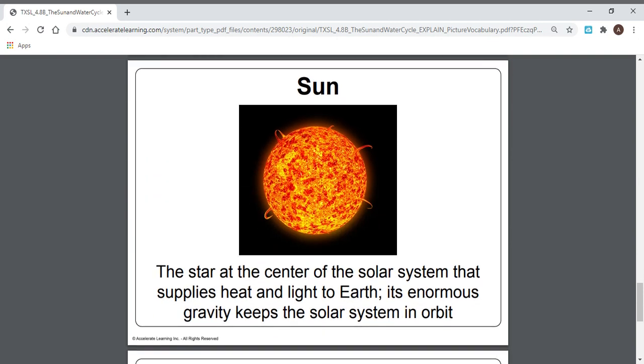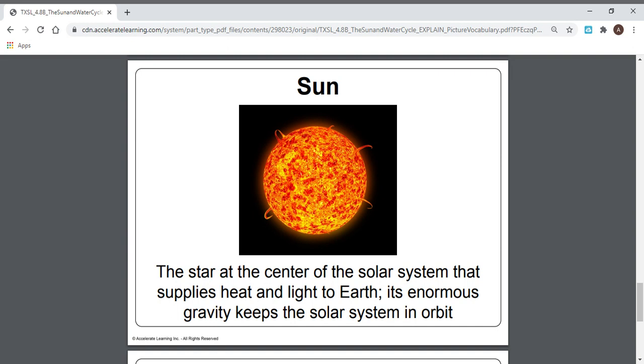Next one is the sun. We need to know about this because this is one of our energy sources. So it's very important for the water cycle. But let's see what they're talking about when it comes to the vocabulary word. The star at the center of the solar system that supplies heat and light to Earth. Its enormous gravity keeps the solar system in orbit.